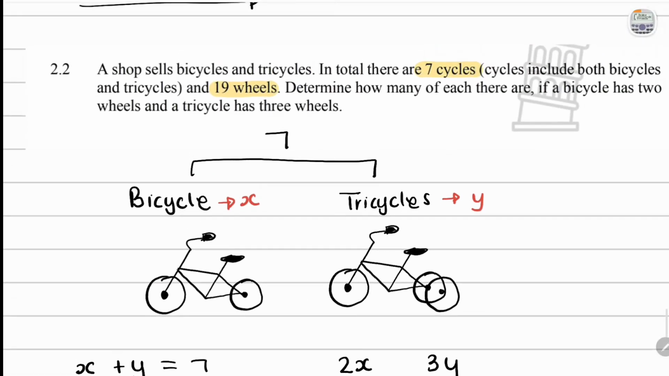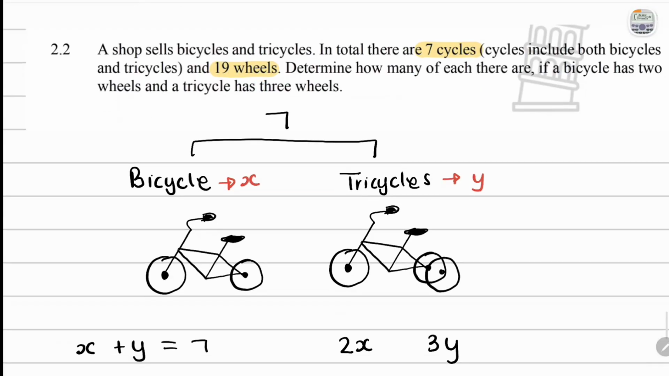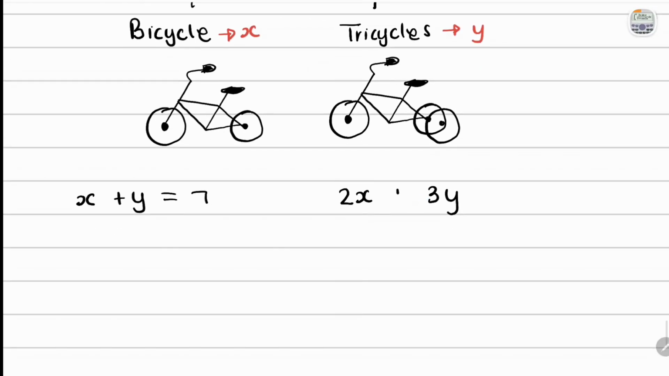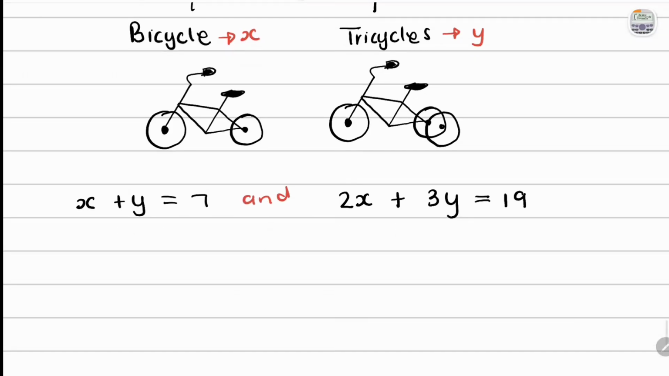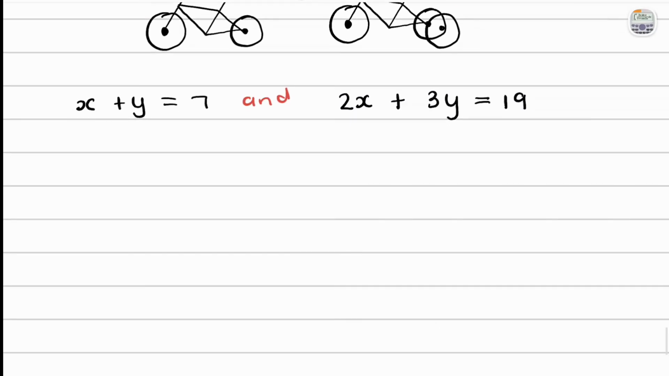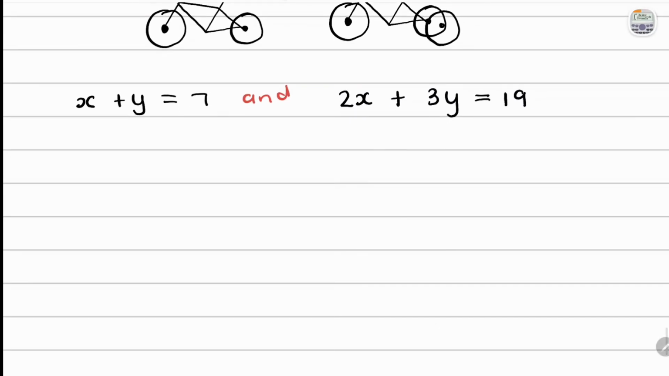And what did they tell us about the total wheels? They said the total wheels are 19. So if you add the total wheels in a bicycle and the total in a tricycle, they should give you 19. Do you see that we have 2 equations here? This and that. And therefore, this is a simultaneous equation question. So how do we solve for x given this simultaneous equation?